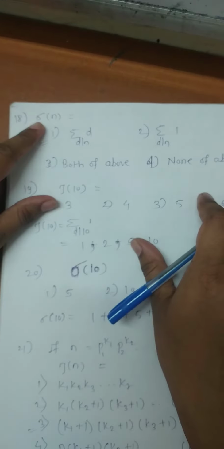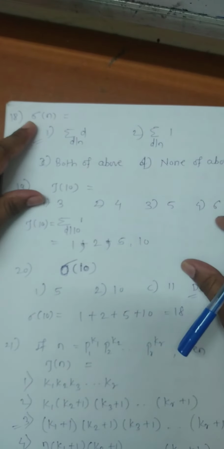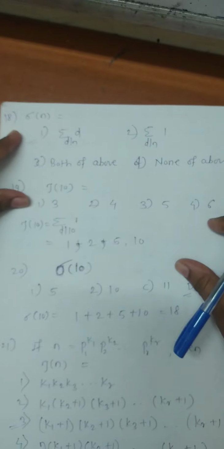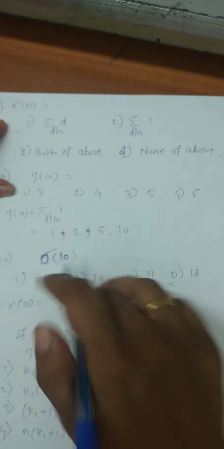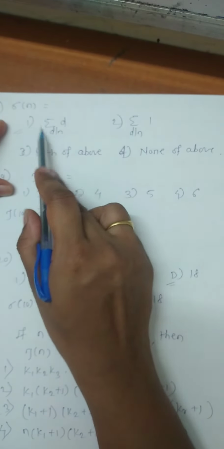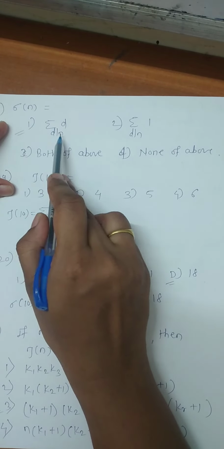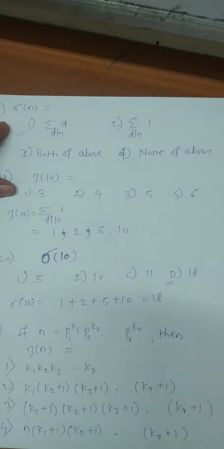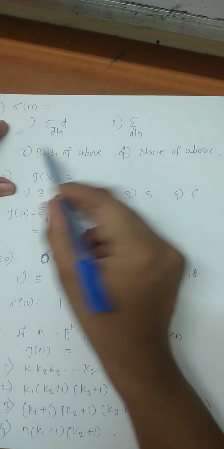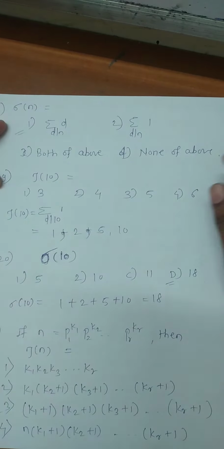Next MCQ. The formula for sigma of n, that is sum of positive divisors of n, is denoted by summation of d, where d divides n. So option 1 is the correct option.